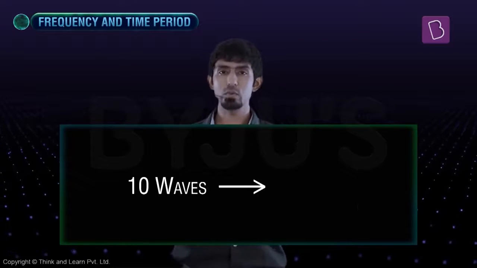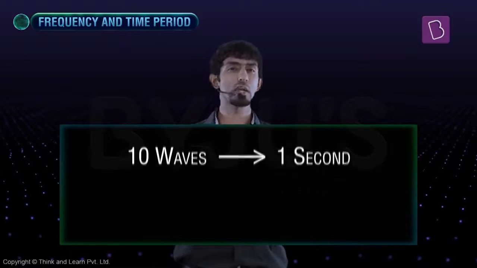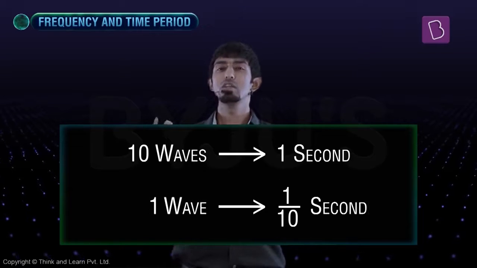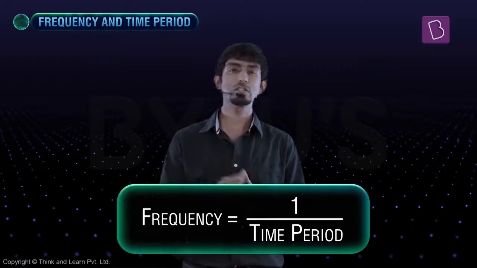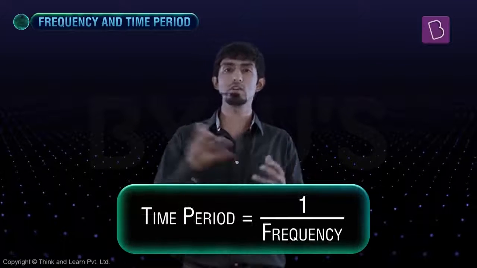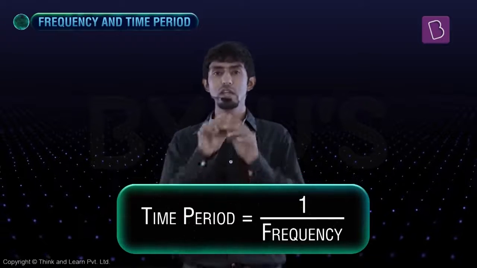If 10 waves take 1 second and the frequency is 10, then how much will the time period be? 1/10. Do you see the pattern already? Frequency is going to be 1 by the time period, or time period is going to be 1 by the frequency. So they're related as inverse, and it's very logical as to why that is true.